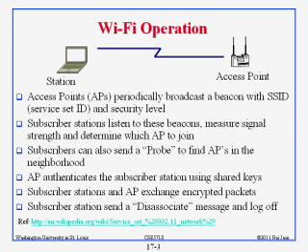So a subscriber can send a probe to find APs in the neighborhood, and the APs authenticate the subscriber using shared keys. We will talk about how they authenticate. But then the station is authenticated, and then they exchange encrypted packets after that using that shared key. The subscriber station sends a disassociate message and logs off. When you are done, you say I'm done, and you disassociate.